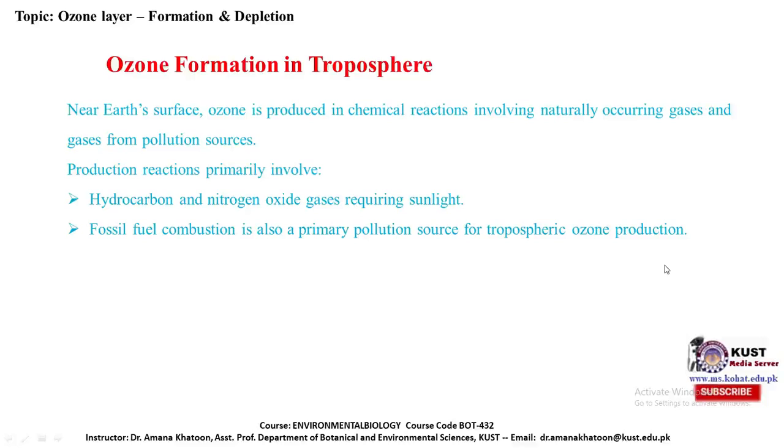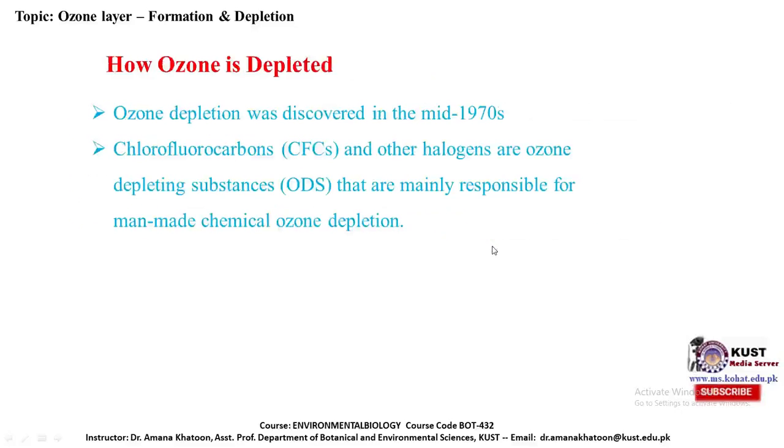Ozone formation in the troposphere. Near Earth's surface, ozone is produced in chemical reactions involving naturally occurring gases and gases from pollution sources. These sources include hydrocarbon and nitrogen oxide gases requiring sunlight, and next is fossil fuel combustion. We know this is the primary pollution source for tropospheric ozone production. So that was about ozone formation.